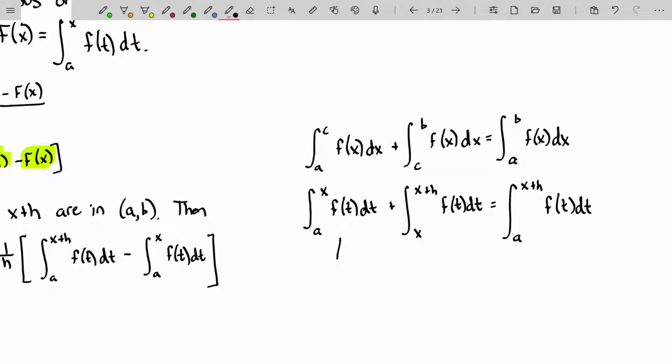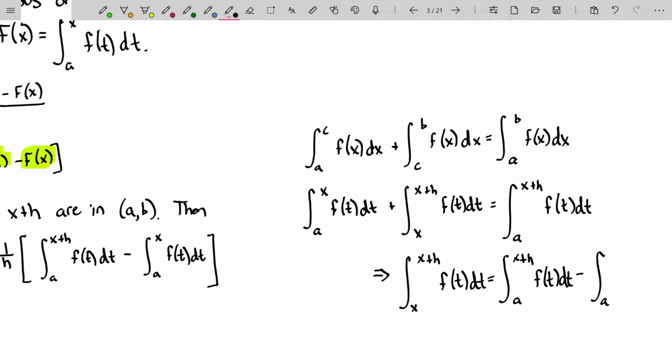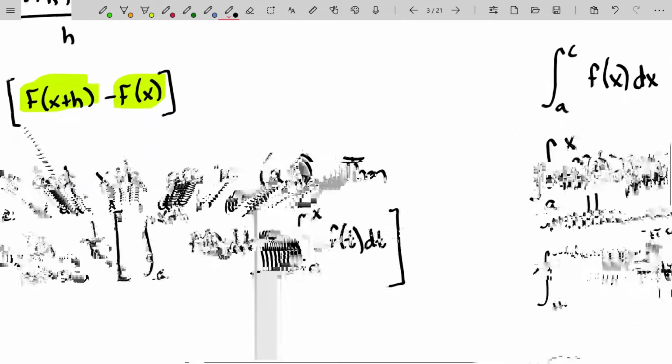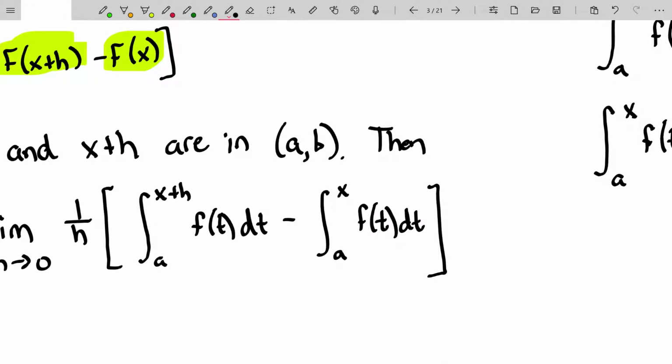Remember, the first integral just says, I want the area from a to x. The second one says, continue forward, go from x to x plus h. Well, you could have just said it in one statement, go from a to x plus h, right? So using that equality, I can subtract this piece from both sides. If I do that, I will get the integral from x to x plus h of f of t dt is the integral from a to x plus h of f of t dt minus the integral from a to x of f of t dt, which is exactly what we have in this bracket right there. So I'm going to go ahead and replace that with the single integral from x to x plus h.